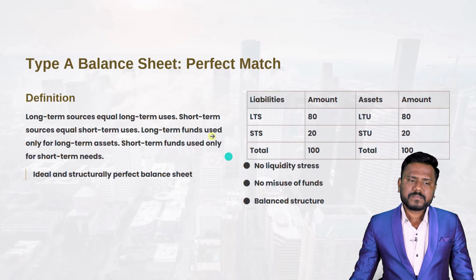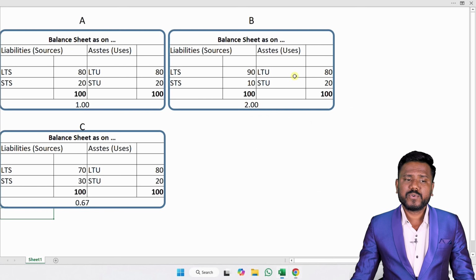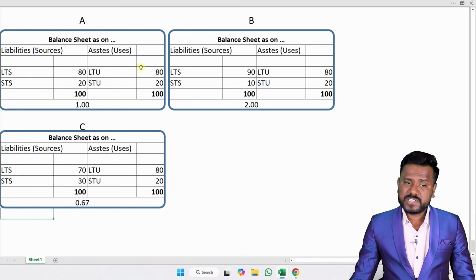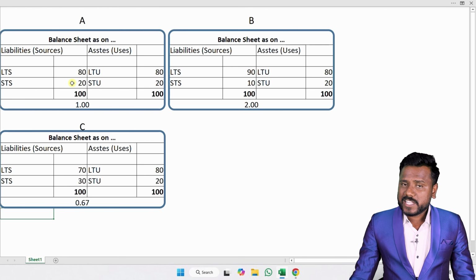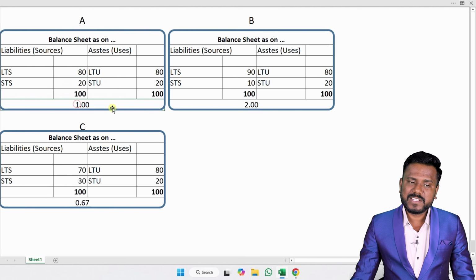Right. So let's look at company A, that is, type A balance sheet is a perfect match. Company A used long-term sources for long-term uses and they used short-term sources for short-term uses. When short-term lenders are expecting money, you can use these short-term uses to repay the debt, right? So what is the current ratio? 1. So when somebody is expecting money from you in the immediate future, by using these short-term uses, you can easily repay them. So the current ratio here is only 1.